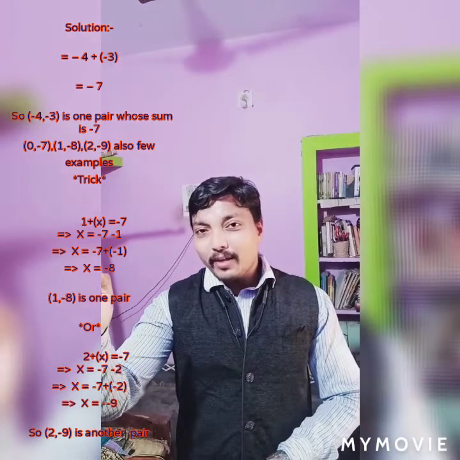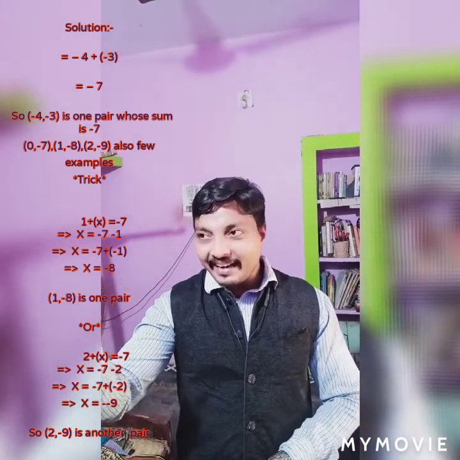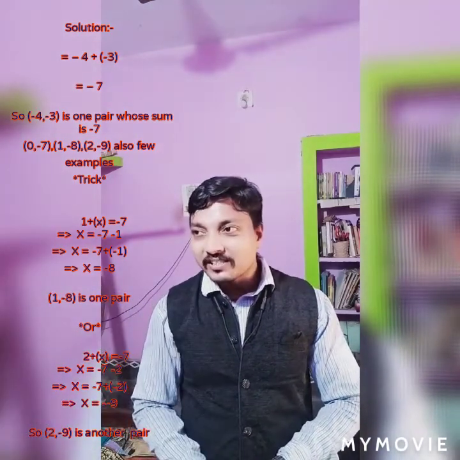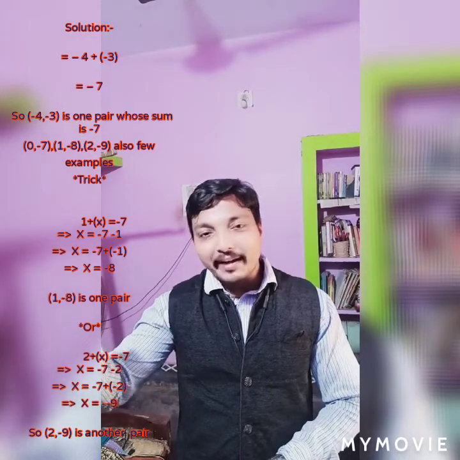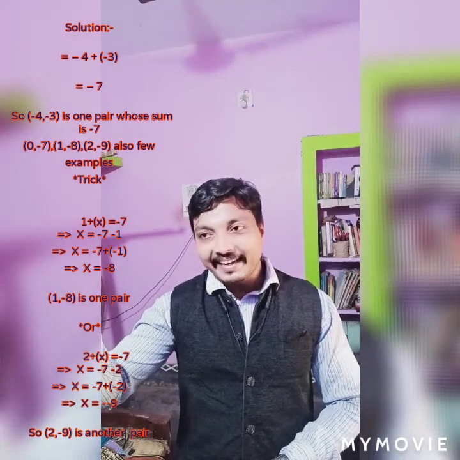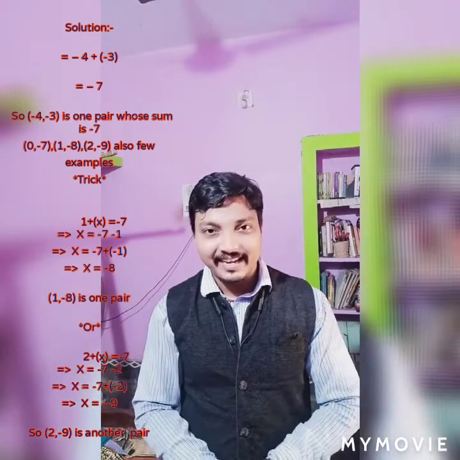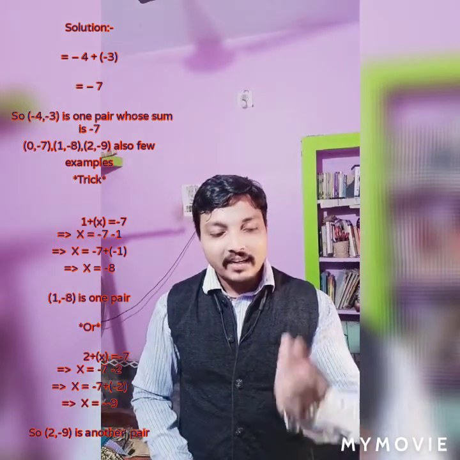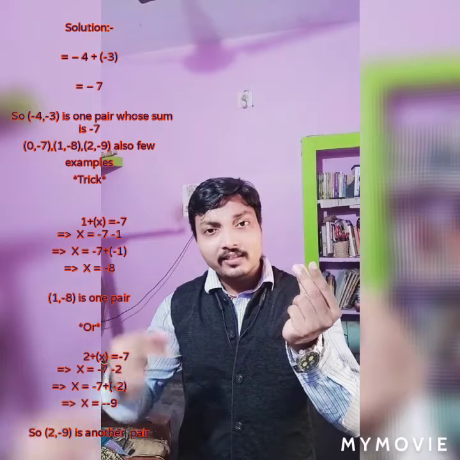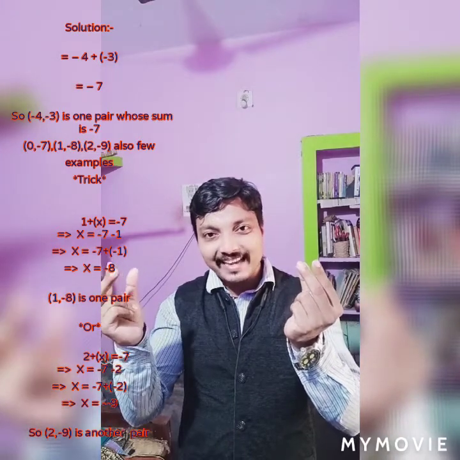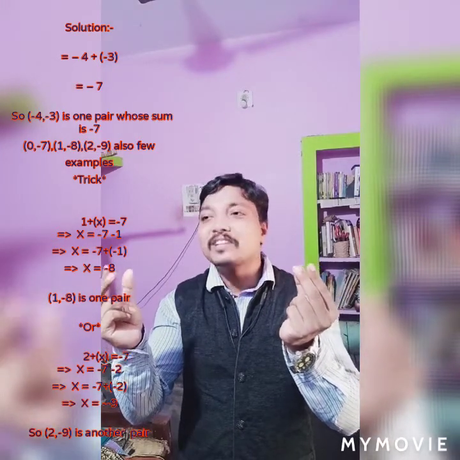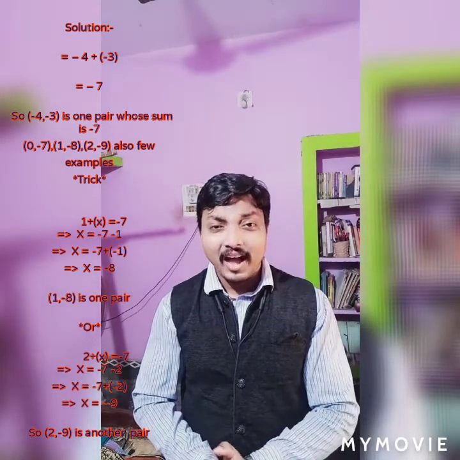Subtracting 2 from -7 is the same as adding its additive inverse, so -7 plus -2. As both are like integers, their sum is equal to -9. So for the integer 2, I got the other integer x equal to -9, such that their sum is equal to -7. That is how question number 1(i) is done. In the same way we have to proceed with question number (ii).